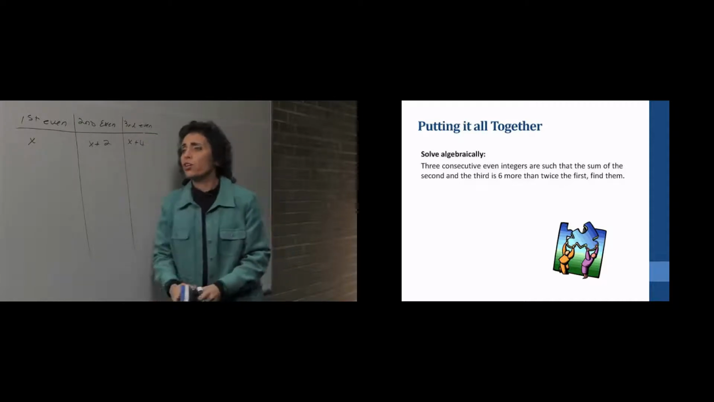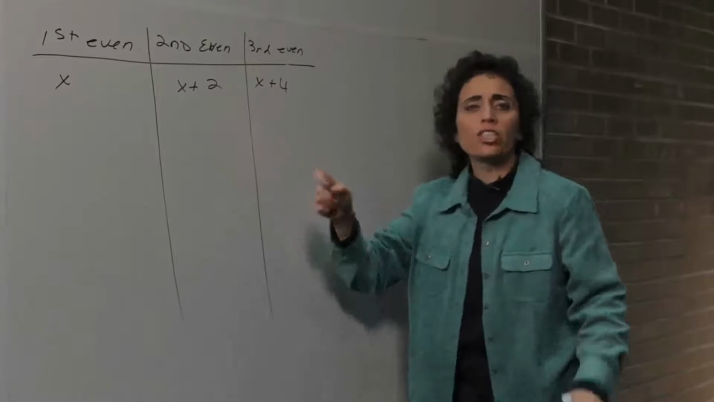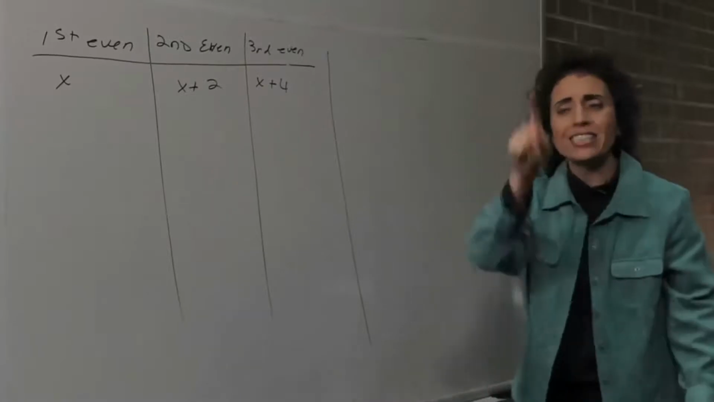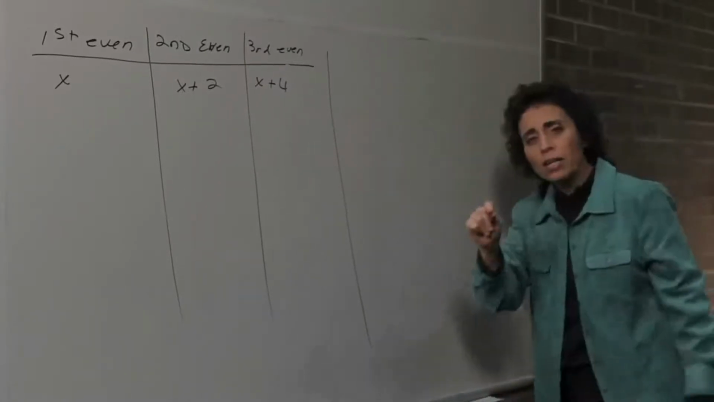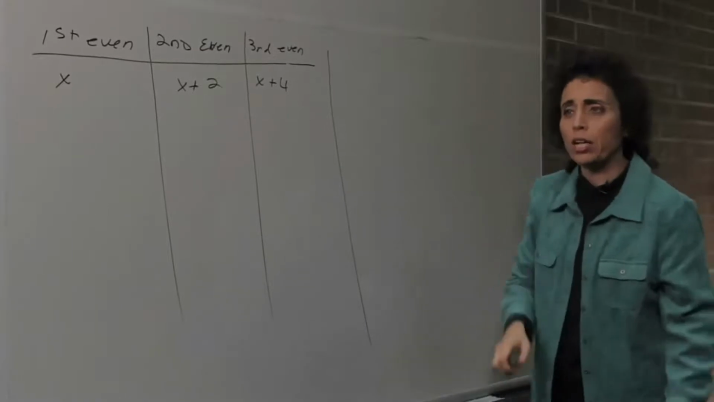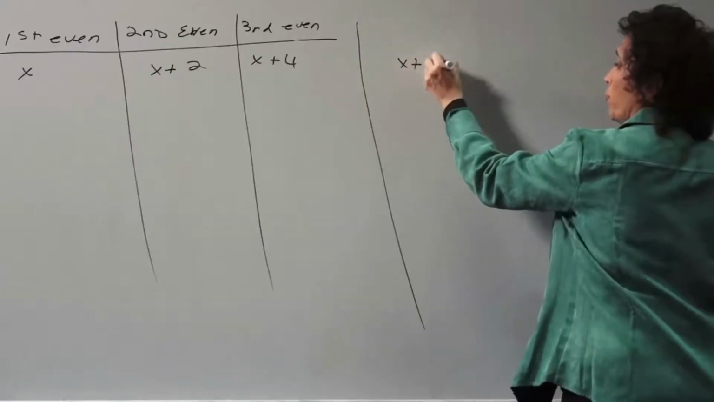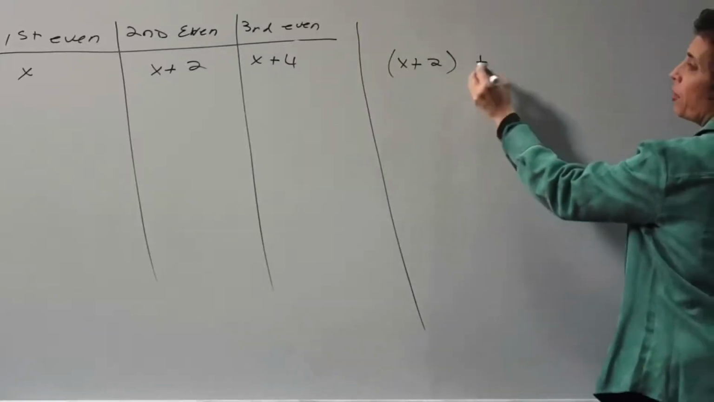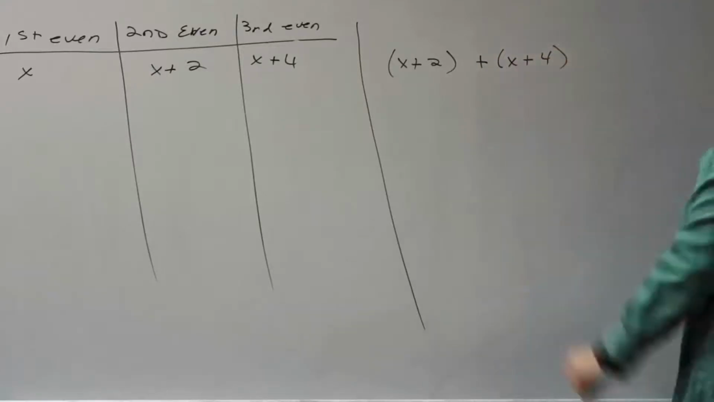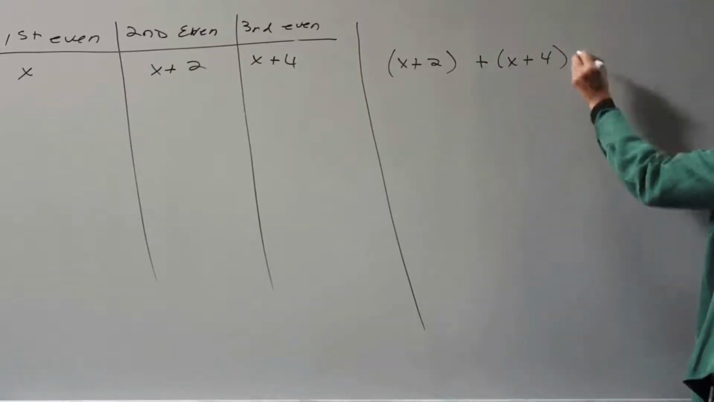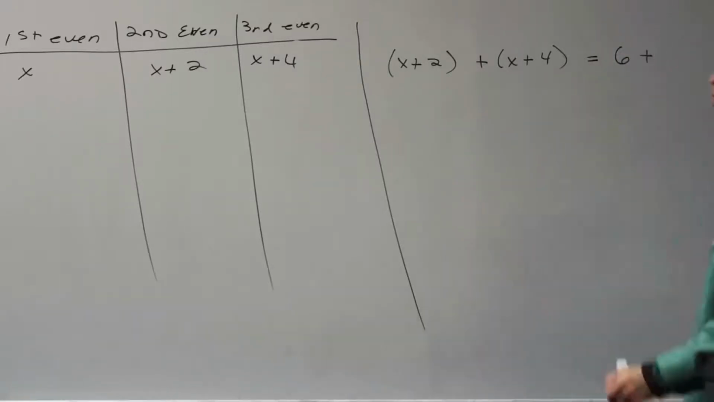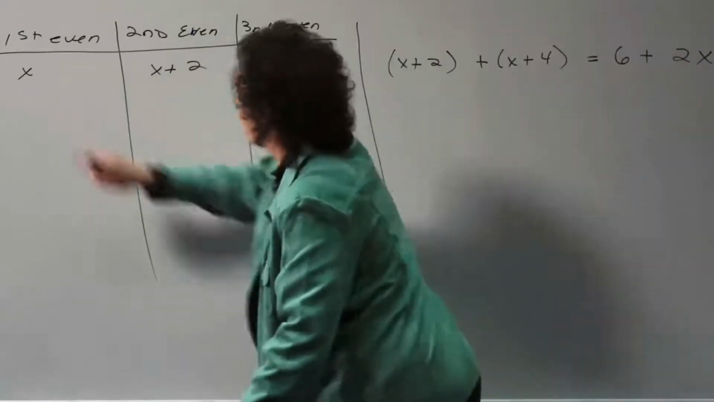Okay, so now it says three consecutive even integers are such that the sum of the second and the third. Sum tells me to add; wherever the and is, that's where I put the plus. So the second, which is x plus 2, and the third, which is x plus 4, is, there's your equals, 6 more than twice the first. The first is x, twice the first.